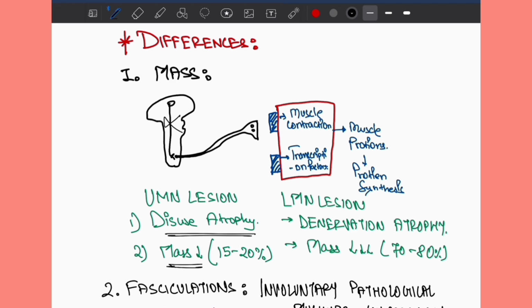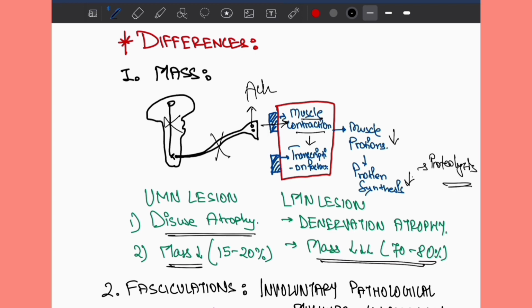In the case of lower motor neuron lesion, there is damage of the lower motor neuron, which secretes acetylcholine, a neurotransmitter. It has two functions. Firstly, muscle contraction, and second, the activation of the transcription factors, which make the mRNA and the muscle protein. So in this case, muscle proteins are synthesized less. The protein synthesis is less, causing proteolysis, and thus mass severely decreases in lower motor neuron lesions, around 70 to 80%, causing denervation atrophy.